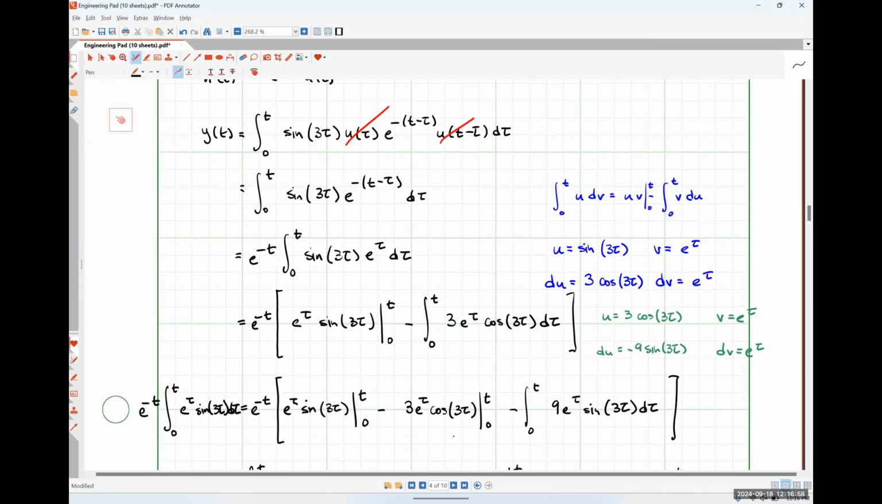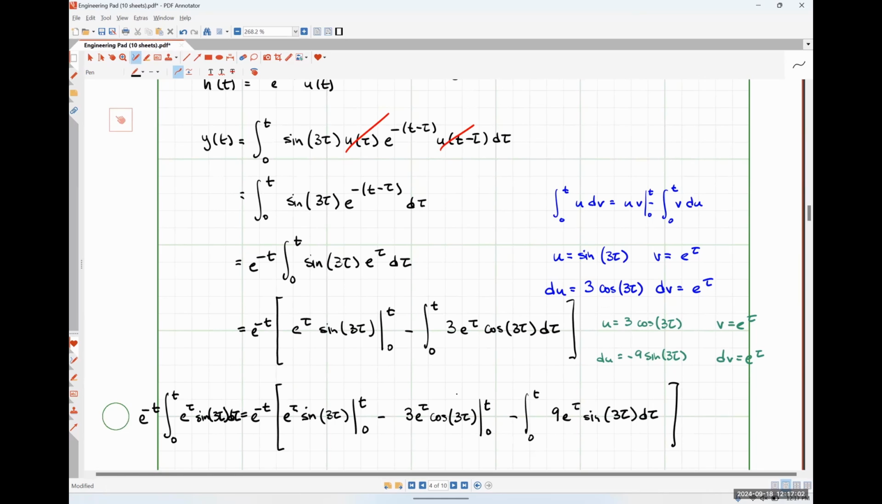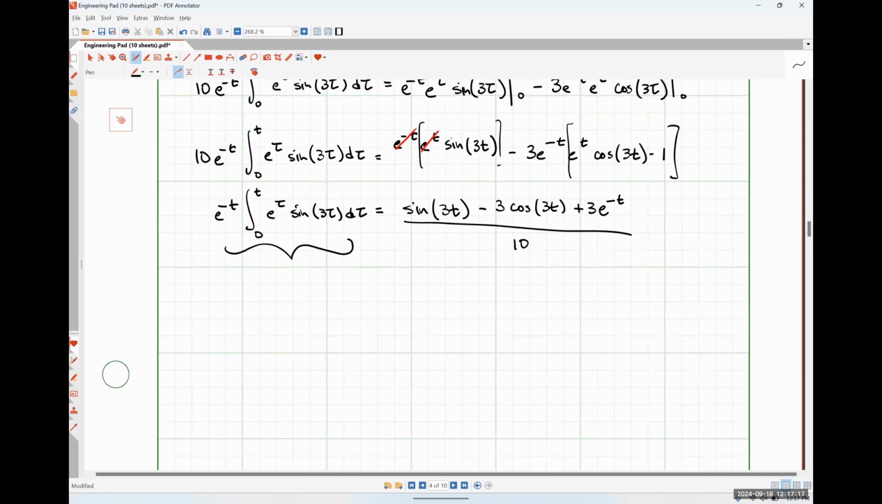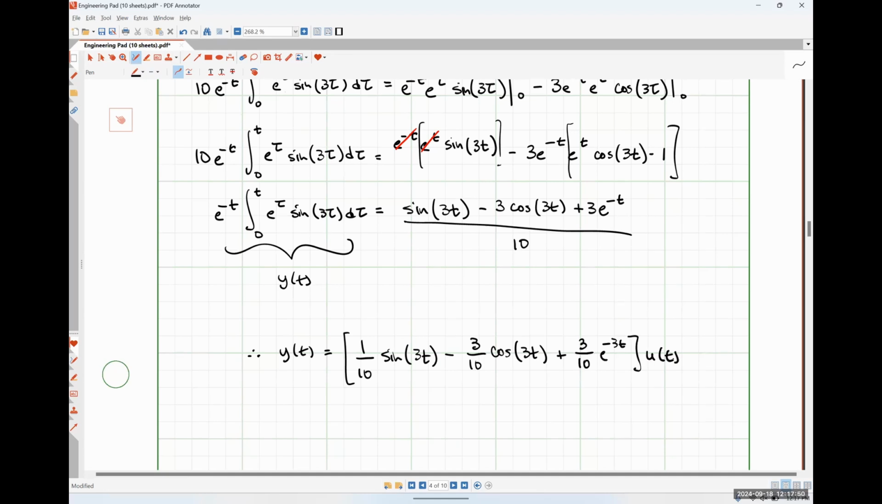If I look back up here, I can see that y of t, what I'm looking for, is e to the -t integral from 0 to t of sine of 3 tau e to the tau d tau, which means this thing right here is just the y of t that I was interested in, giving me the result y of t is equal to 1/10 sine of 3t minus 3/10 cosine of 3t plus 3/10 e to the -3t. And I'm going to tack on a u of t at the end because I know that this is supposed to be constant.